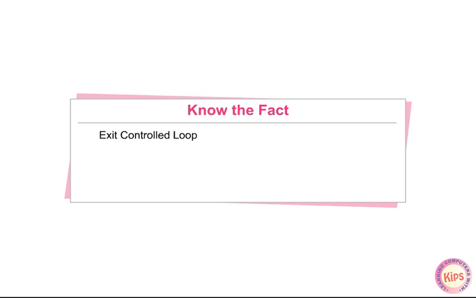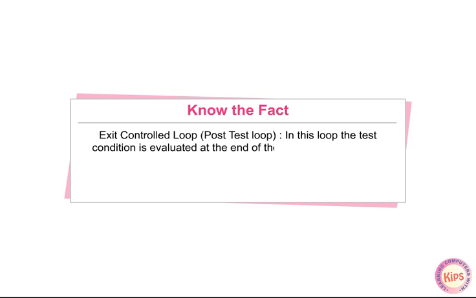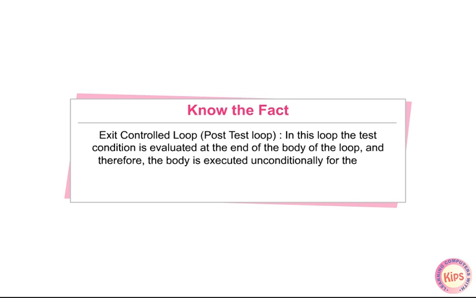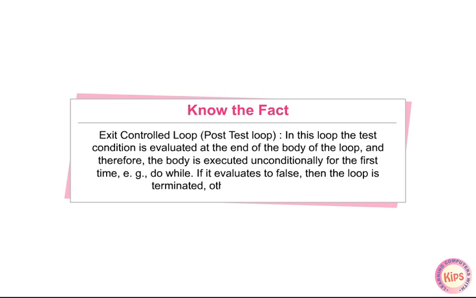Exit control loop, post-test loop. In this loop, the test condition is evaluated at the end of the body of the loop and therefore the body is executed unconditionally for the first time. Example, do-while. If it evaluates to false, then the loop is terminated, otherwise it is repeated.